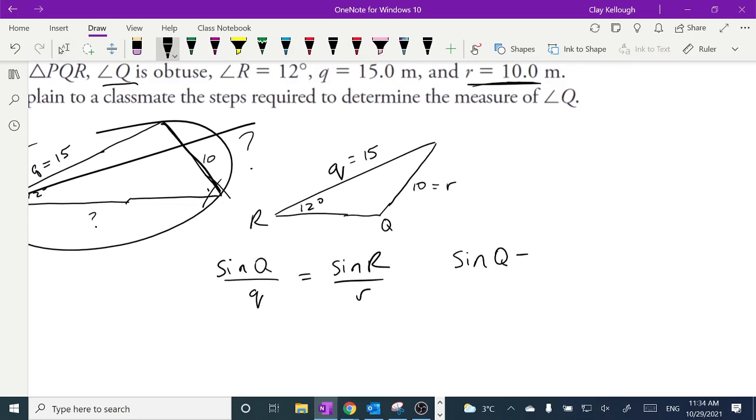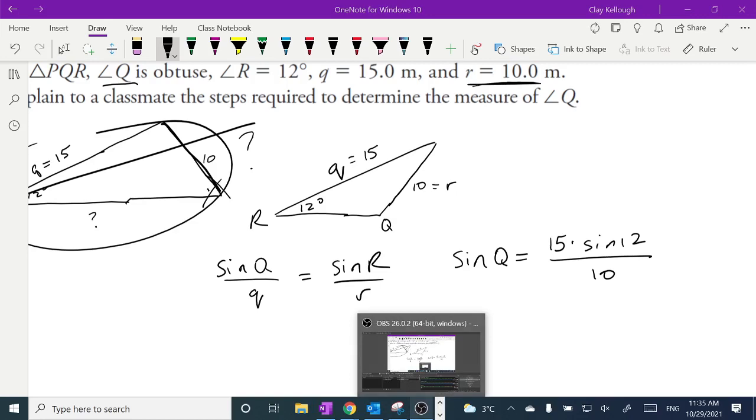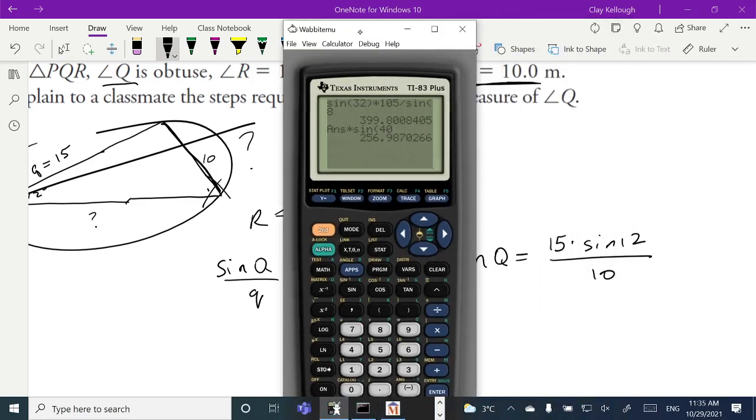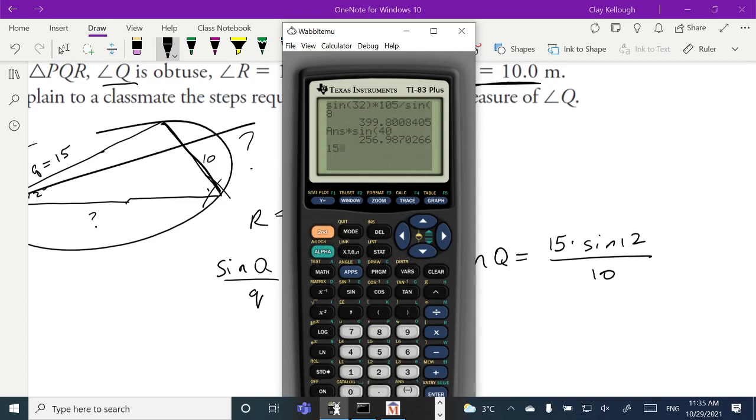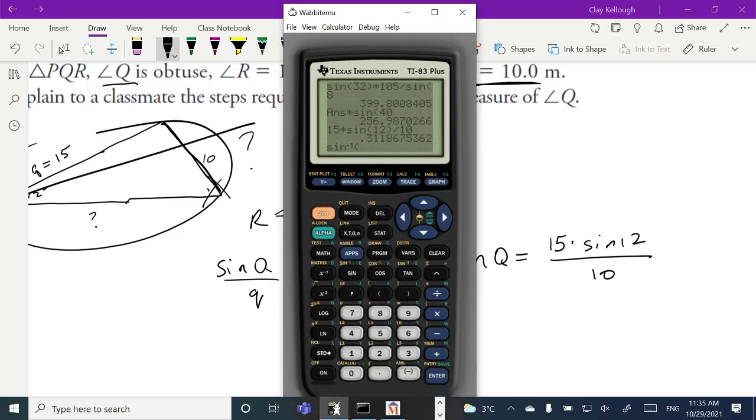So the sine of angle Q is, move everything in, plug in numbers. The Q moves up, so that's Q. Sine of 12 degrees over 10. Oh, calculator. There you are. 15 times the sine of 12, close brackets, divide by 10, equals 0.311. So that's the sine of angle Q. To get angle Q, I go inverse sine of my answer. There we go. And I get 18.17.